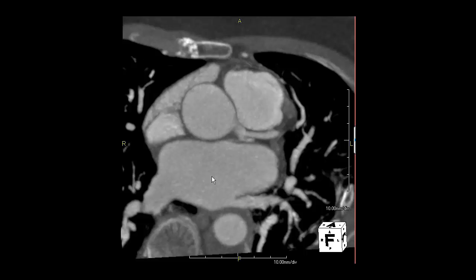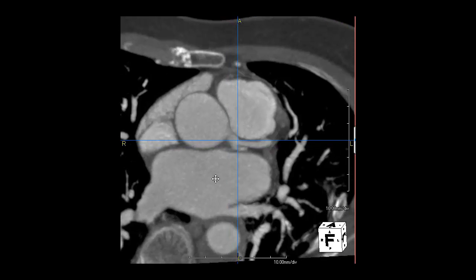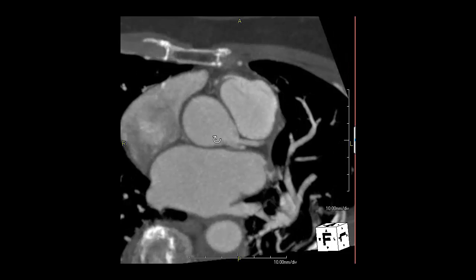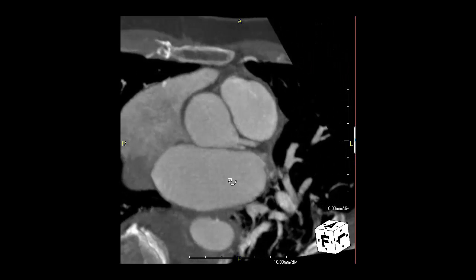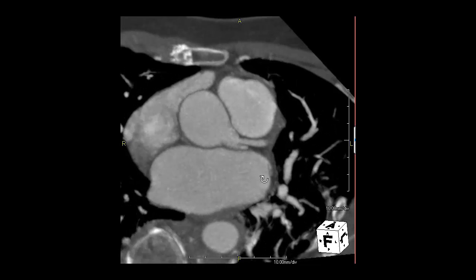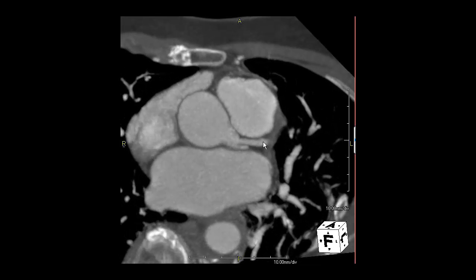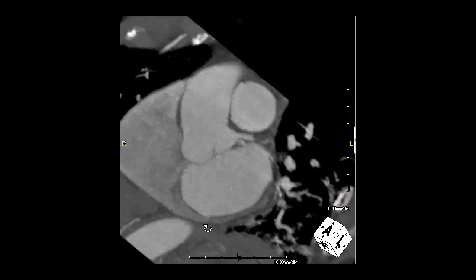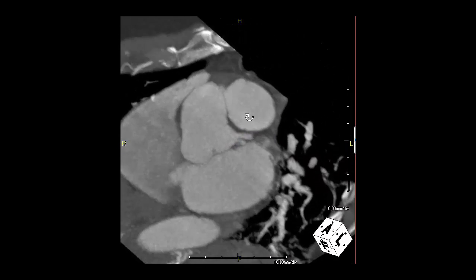Examining the coronary arteries, we begin with the left main vessel. Presence of a left main vessel here is difficult because there actually may not be a left main, and there does appear to be probably two separate ostia coming off the left coronary sinus for the left anterior descending, as well as for the circumflex vessel.